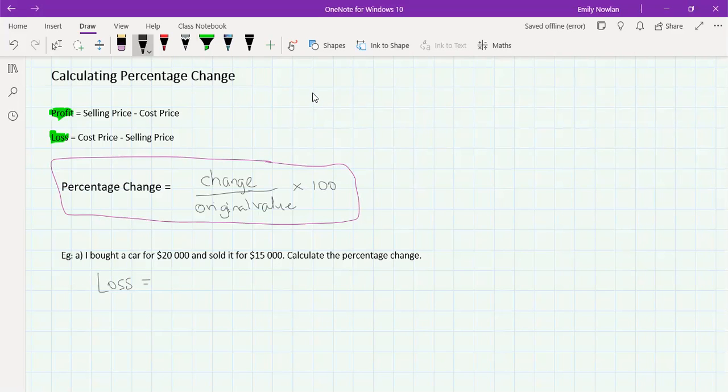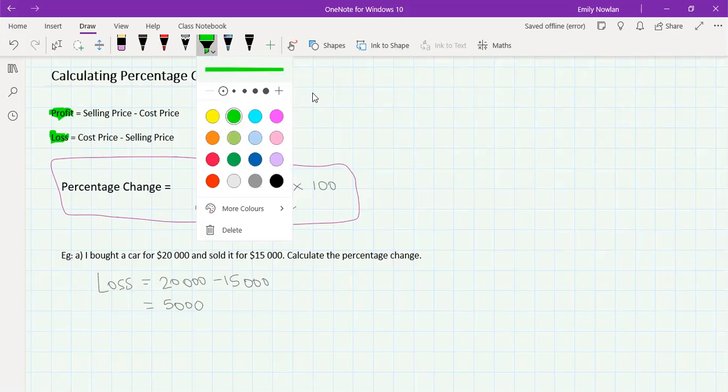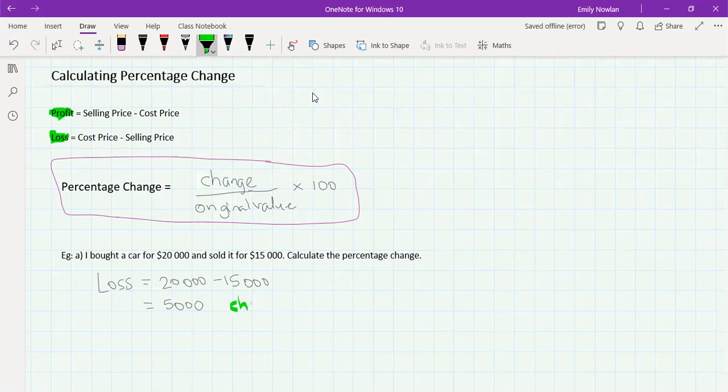So the loss is equal to the cost price, what you actually bought it for, which is $20,000, minus the selling price, which is what you sold it for. And 20,000 minus 15,000 is 5,000. So that is the change. So we call it loss, but you can also call it the change.